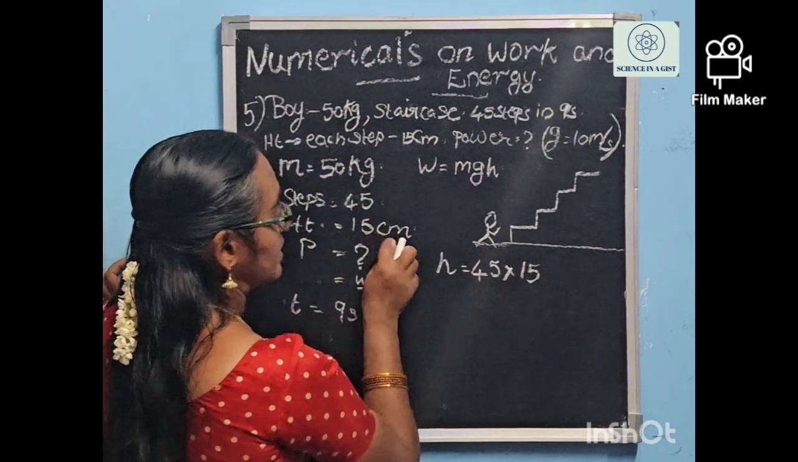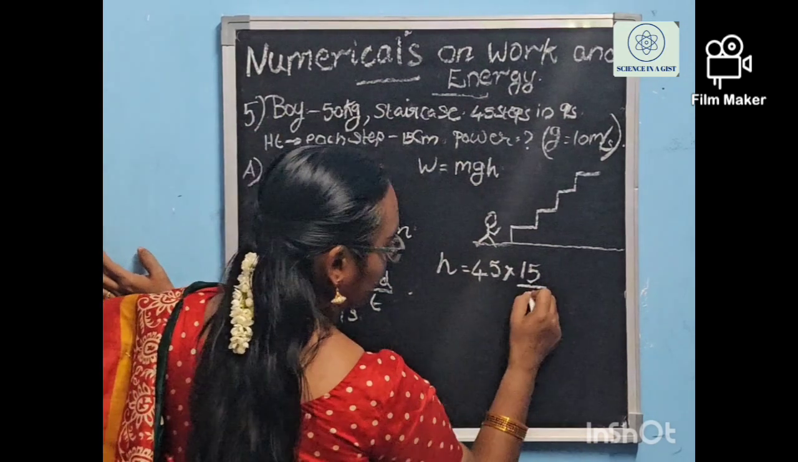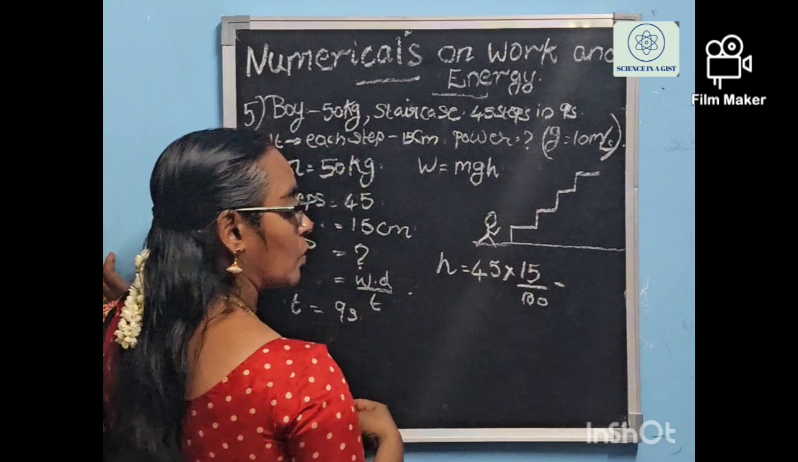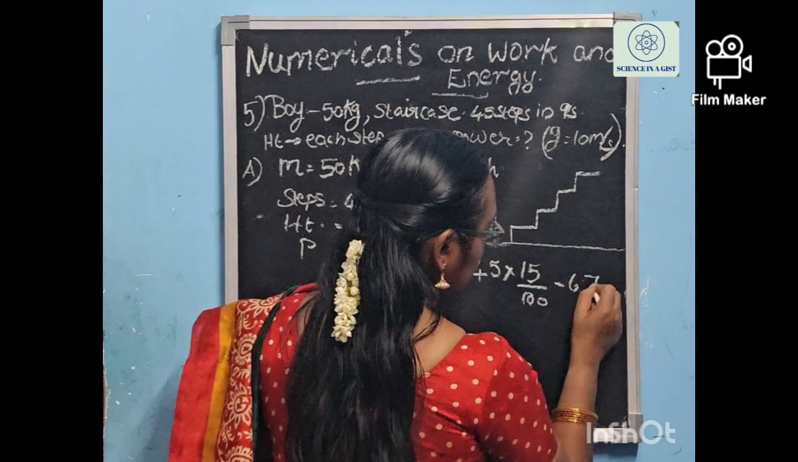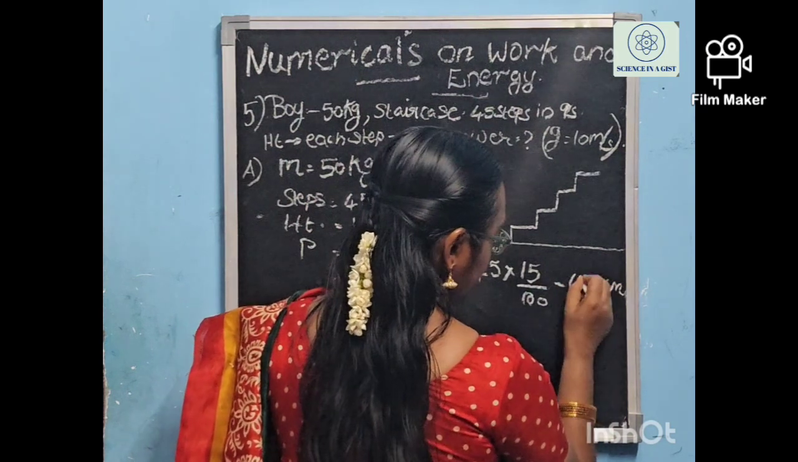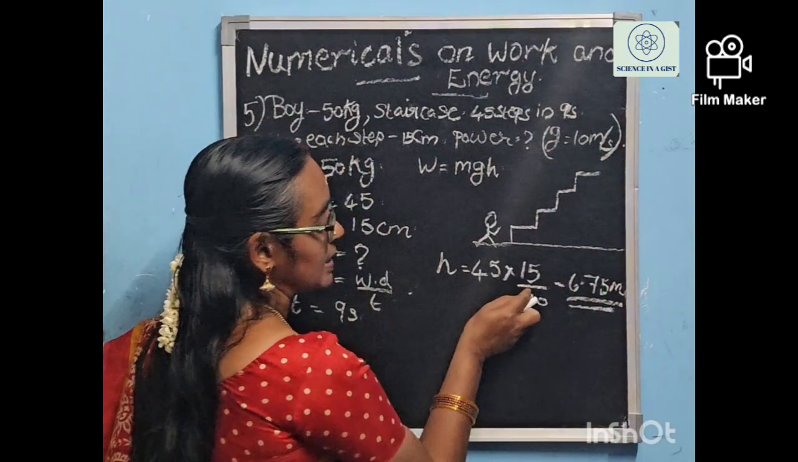No, because 15 is in CGS. So convert it into SI, divided by 100. So 45 into 15 divided by 100 is equal to 6.75 meter. This is the answer you will get. So this is h.